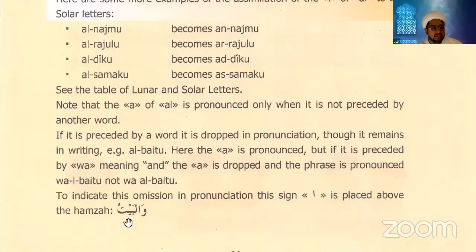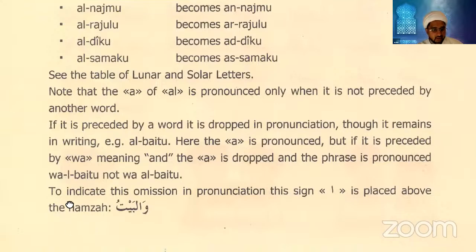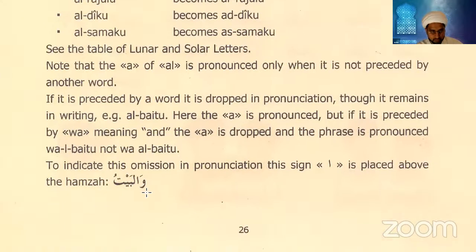So what he's trying to say is basically, if al-baytu comes at the beginning of a sentence it is al-baytu, but the alif here sometimes becomes silent if there is a waw before it, and instead of al-baytu, it becomes wal-baytu. So this happens with the moon letters, wal-baytu.